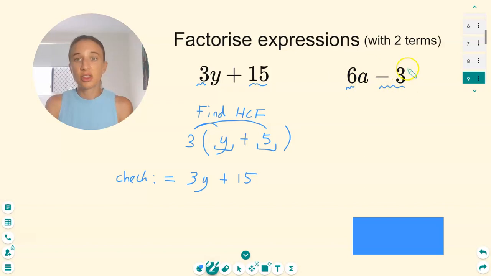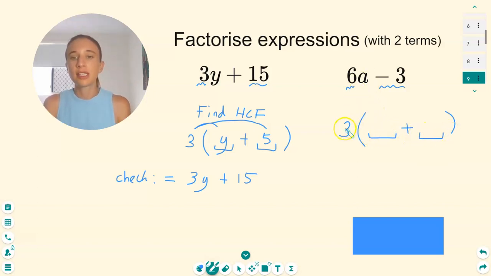Well, I realize that 3 goes into 6, right? And 3 also goes into 3. So 3 is the highest common factor again. So we'll pull that out the front, put down a pair of brackets, and set up our little solution. Now I'm asking myself, 3 times what number gives me this first term, 6a? 3 times what gives me 6? 3 times 2 gives me 6.